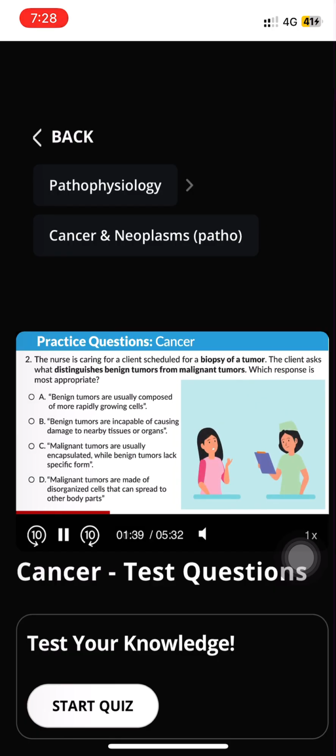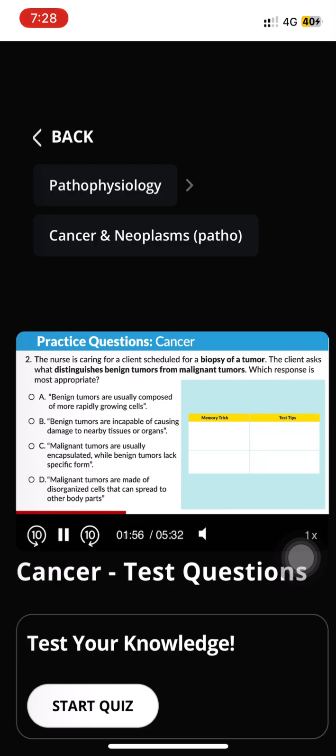Now, question number 2. The nurse is caring for a client scheduled for a biopsy of a tumor. The client asks what distinguishes benign tumors from malignant tumors. Which response is most appropriate? So recall your memory tricks and test tips here.